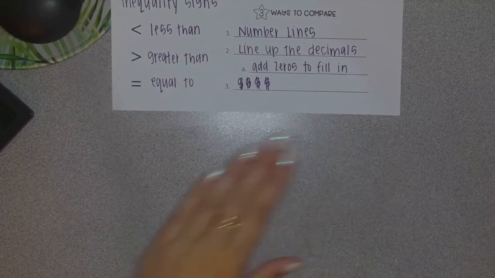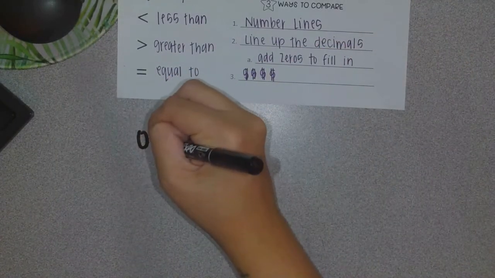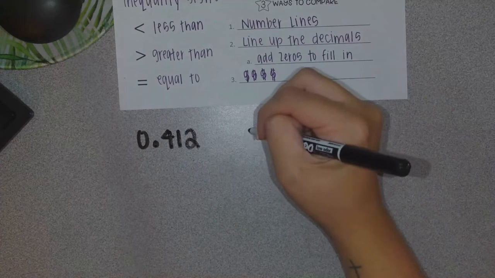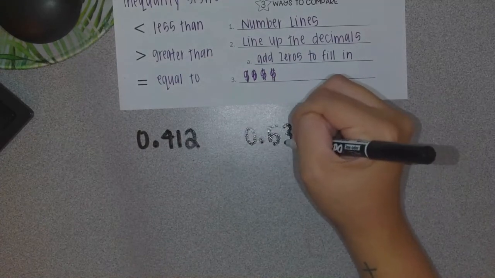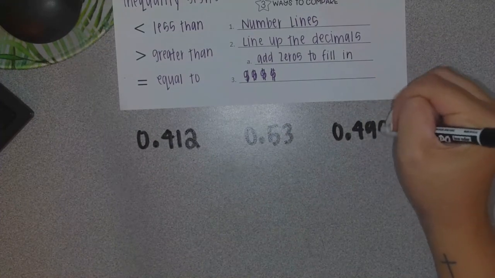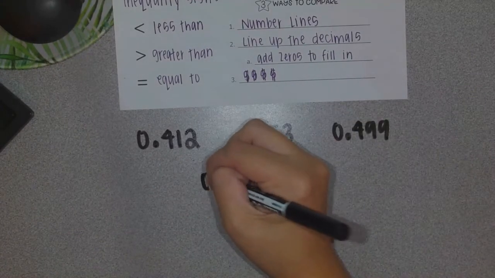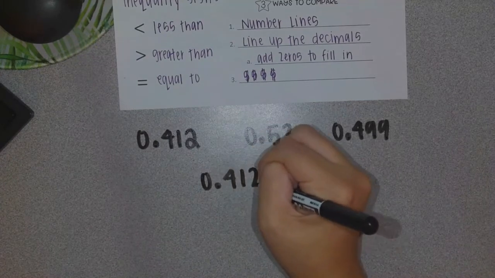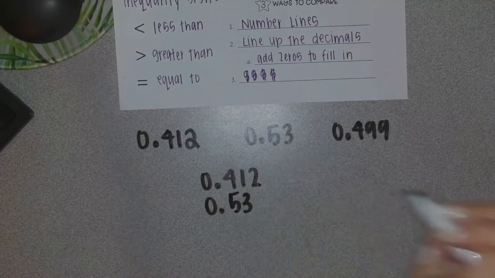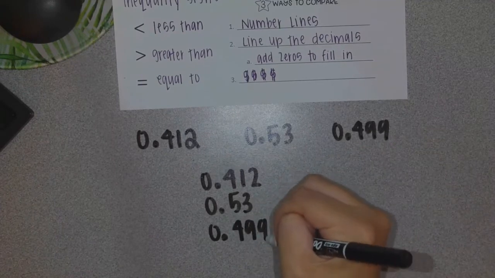Okay, let's talk about strategy number 2, lining up the decimals. Let's say I have 3 numbers. Let's use 412 thousandths, 53 hundredths, and 499 thousandths. Our strategy is to line up the decimals. So I'm just going to go from left to right, lining up these decimals. There's 412 thousandths. Lining up that decimal, there is 53 hundredths. One more time, lining up that decimal, 499 thousandths.